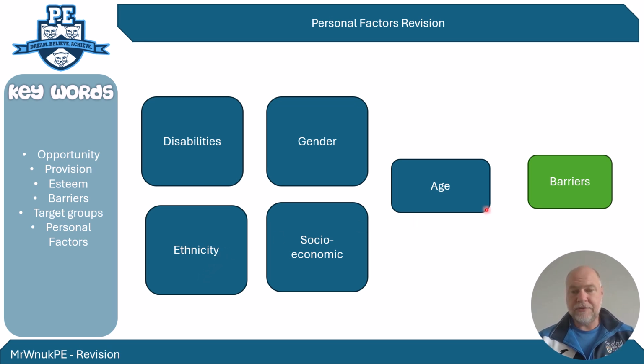And again, like I say, we have to cover the barriers to these people as well as maybe some of how their groups might affect their ability to take part in sport. Now, when we look at the exam papers and the likelihood of questions, we're really going to be focusing on age, socioeconomic background, and disabilities.